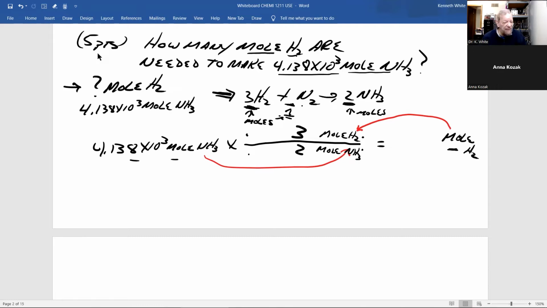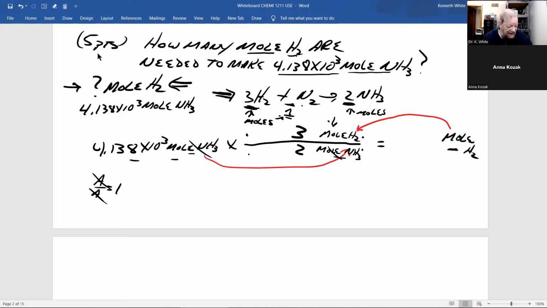Now, before I pick up my calculator, which is over that way, you can't see it, I'm going to check. Notice moles of NH3 divided by moles of NH3. And anything divided by itself equals the number 1 because it cancels out. So that cancels out. I'm left with moles of hydrogen, which is what I'm trying to find.